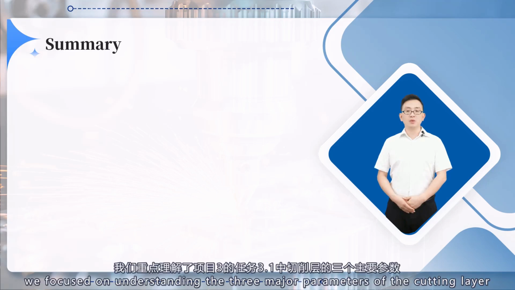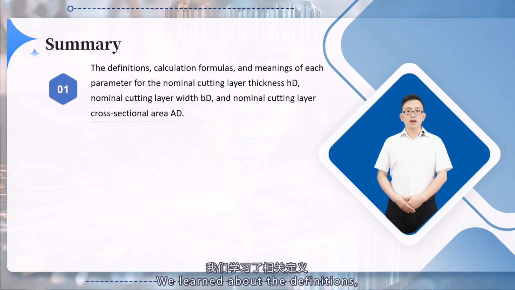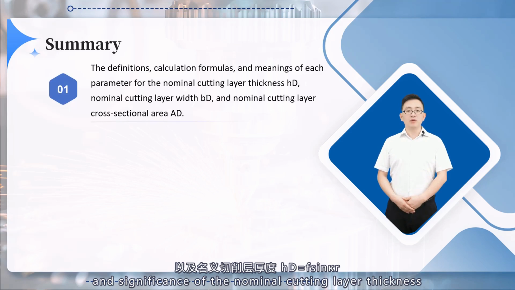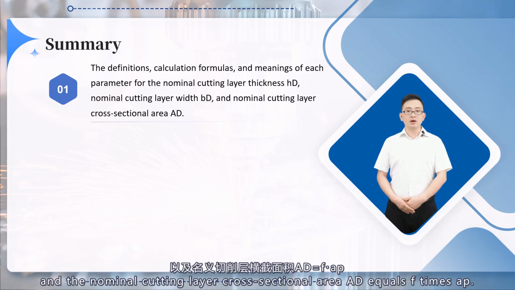In this lesson, we focused on understanding the three major parameters of the cutting layer in Task 3.1 of Project 3. We learned about the definitions, formulas, and significance of the nominal cutting layer thickness, HD equals F times the sine of kappa R. The nominal cutting layer width, BD, equals AP divided by the sine of kappa R. And the nominal cutting layer cross-sectional area, AD, equals F times AP.